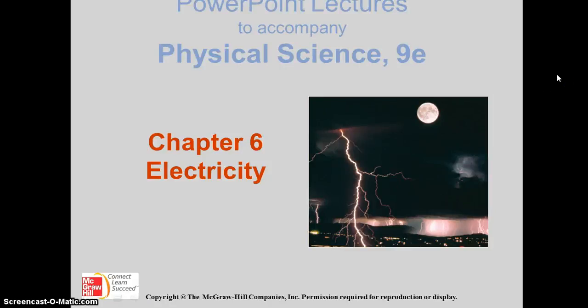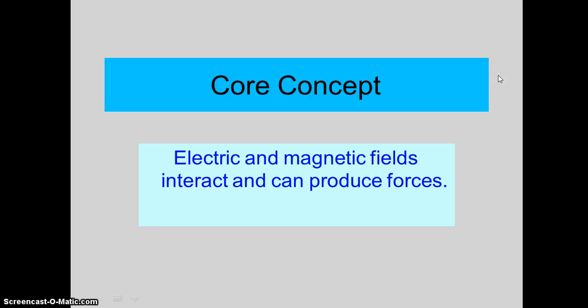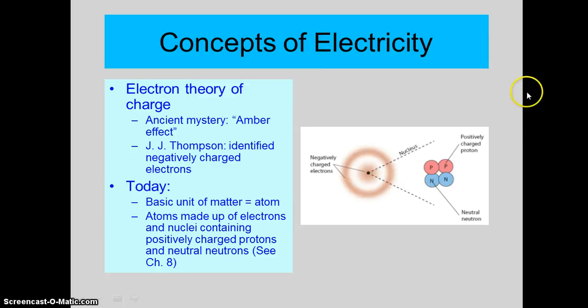Chapter 6, Electricity and Magnetism. We're going to start with electricity and then go to magnetism. Basically, what is electricity? It turns out that it's actually moving charge.